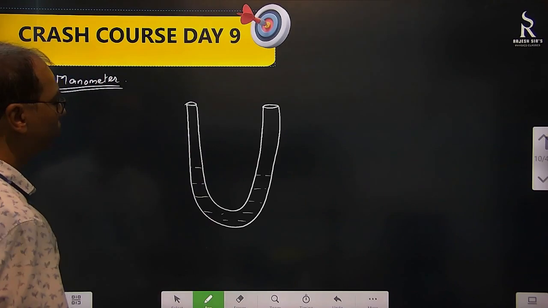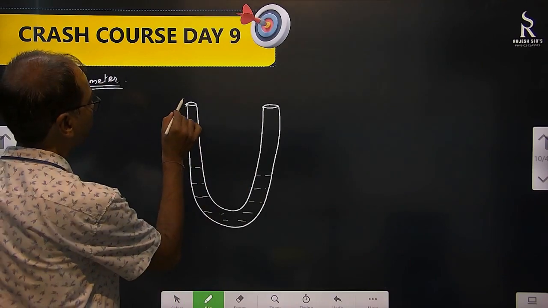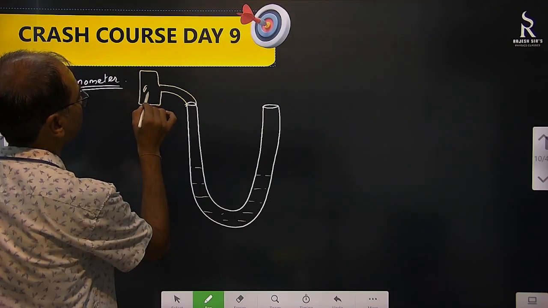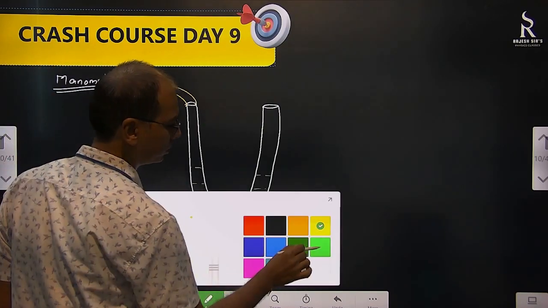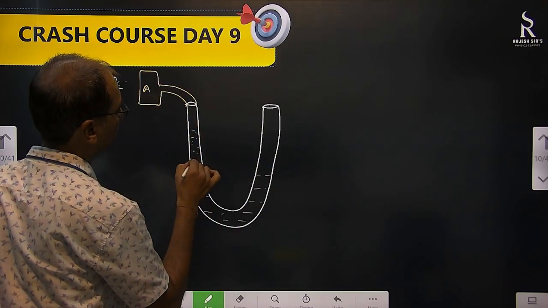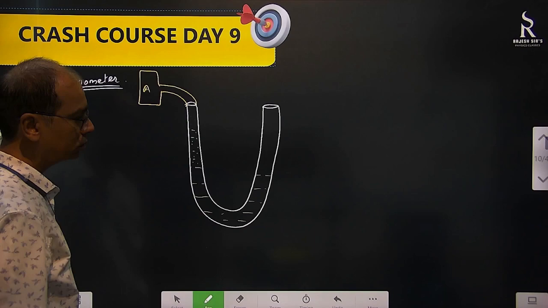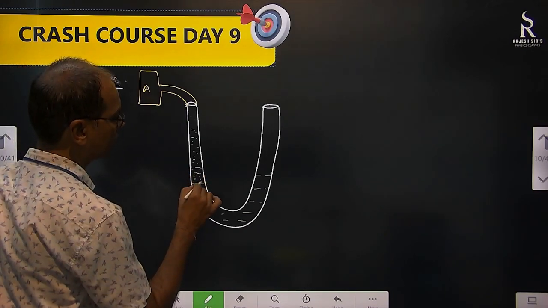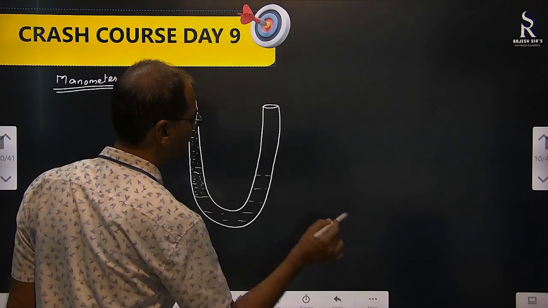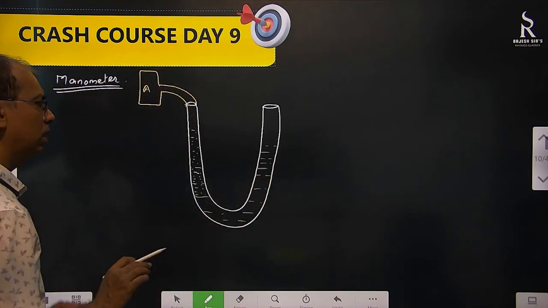Now, if suppose you want to measure the pressure of some gas or liquid, suppose gas. So we are going to connect it with some gas chamber. Suppose like this. So gas will go. Now this gas is going to exert pressure on this mercury. It will go down. Suppose mercury comes down up to this. Then what will happen on other side? Other side mercury will go up. This will happen.